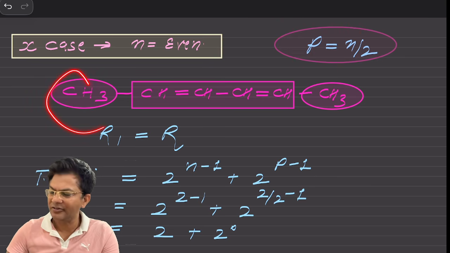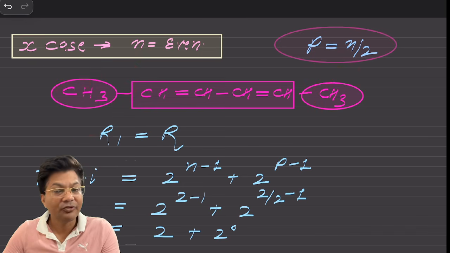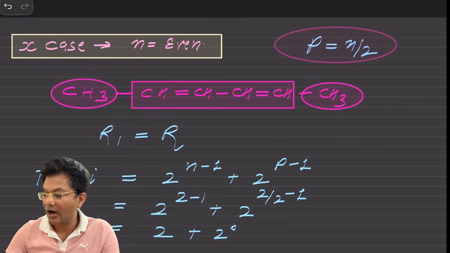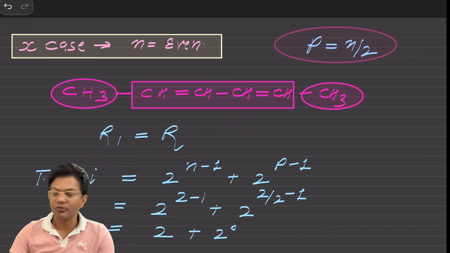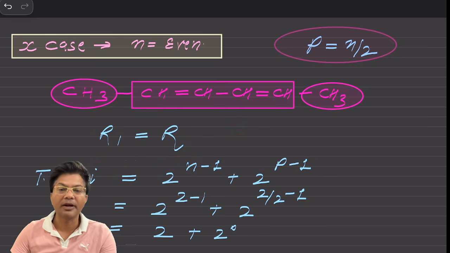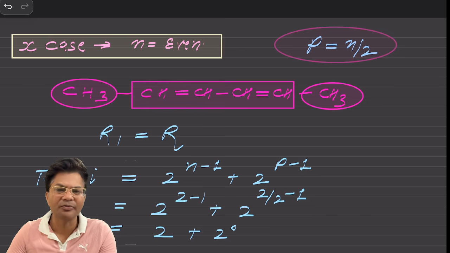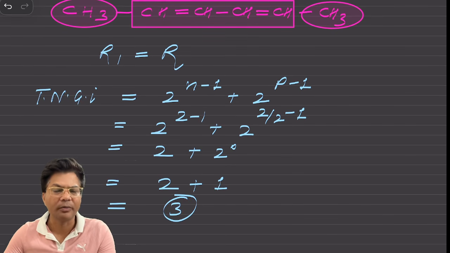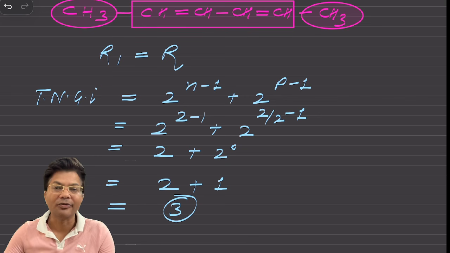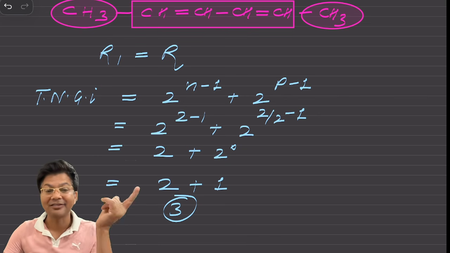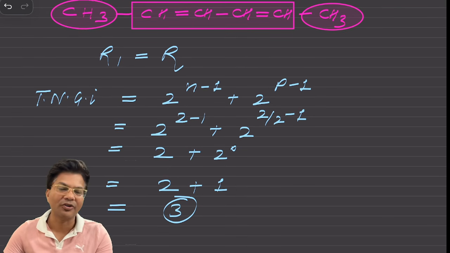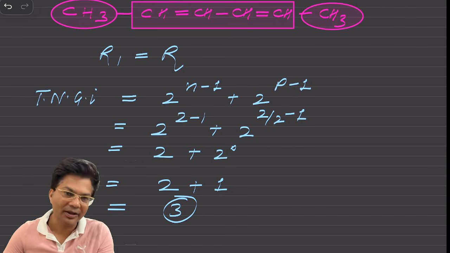Now you see this is methyl and that is also methyl. So R1 is equal to R2. They are the same. So now apply 2 raised to power n minus 1 plus 2 raised to power p minus 1. So 2 raised to power 2 minus 1, plus 2 raised to power 2 by 2 minus 1. 2 by 2 is 1, 1 minus 1 is 0. And anything to the power 0 is 1. So 2 raised to power 0 is 1. So 2 plus 1 is 3. So a little less than the earlier case. Yes, if R1 and R2 are not the same, it was 4, but here 3, definitely.